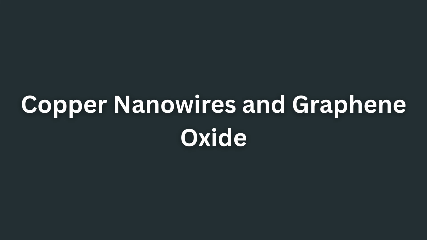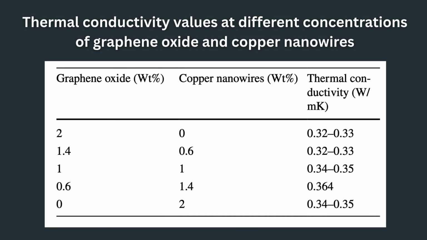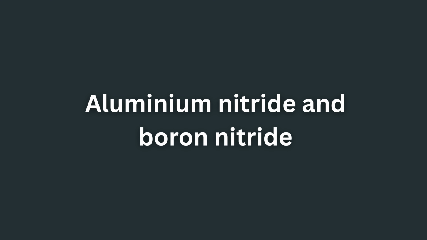Copper nanowires and graphene oxide. A hybrid system combining copper nanowires and graphene oxide nanosheets can significantly enhance heat conduction in epoxy adhesives. Copper nanowires provide highly conductive pathways, while graphene oxide sheets act as bridges connecting discontinuous networks. Graphene oxide also contains oxygen functional groups such as OH, O, and COOH that improve compatibility with polymer matrices, enabling better dispersion.